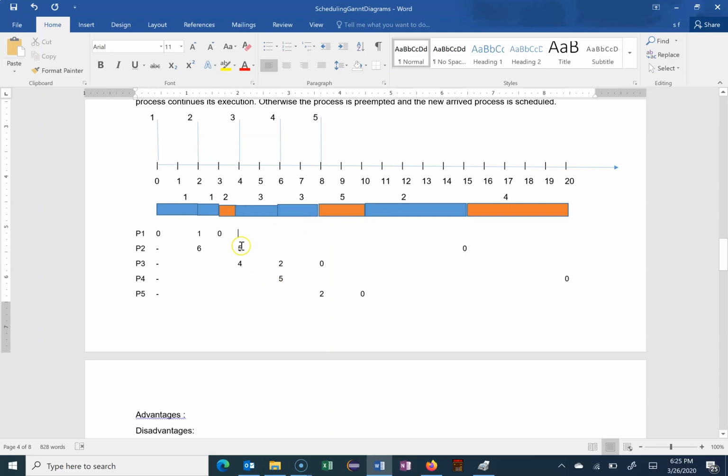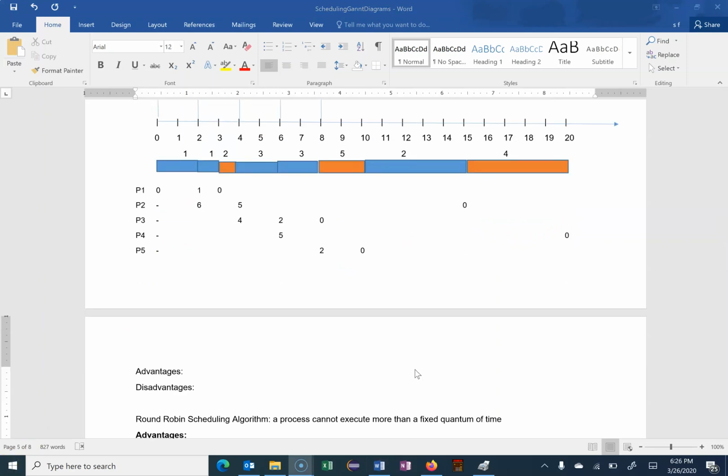Both of them have the same time. However, we're going to pick the one that arrived first. So process 2 is the one that arrived first. It's going to be scheduled at 10, executes until 15, and then we are left with process 4 that will execute from 15 to 20.